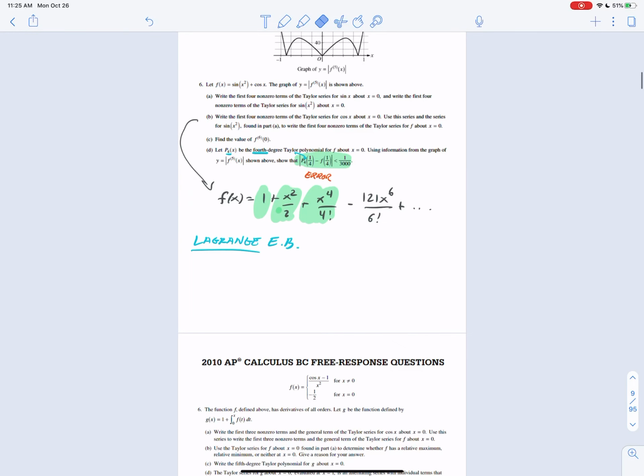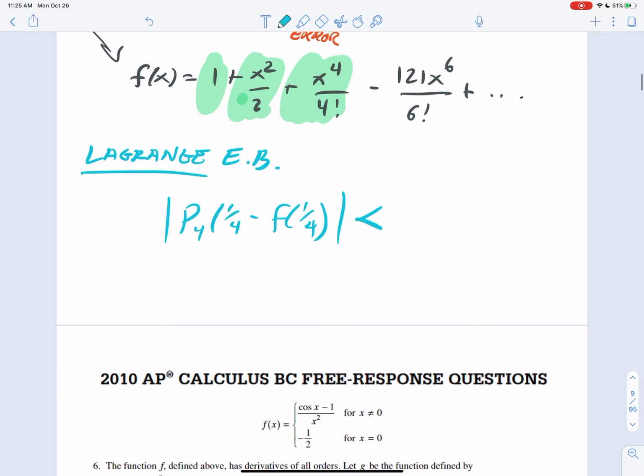So your error, or in this case, I'll write p sub 4 of 1/4 minus f of 1/4. Remember, that's just error. It's going to be based on the next term, okay? So that's everything to the 5th power. So here's what you guys do. It's going to be the 5th degree over the 5th factorial, okay? At the top, you're going to have the 5th derivative, but you just put the maximum, okay?